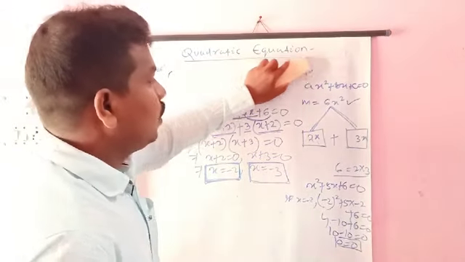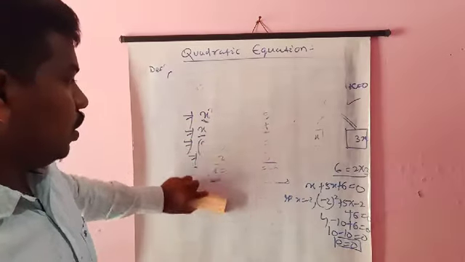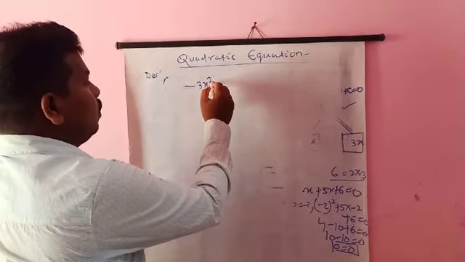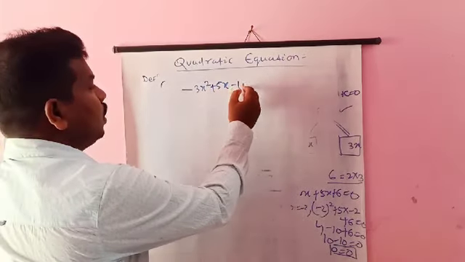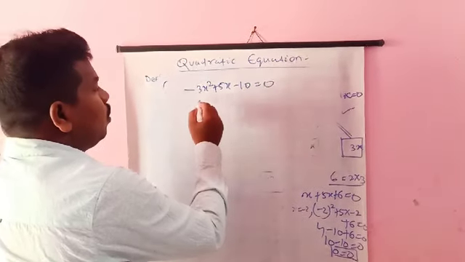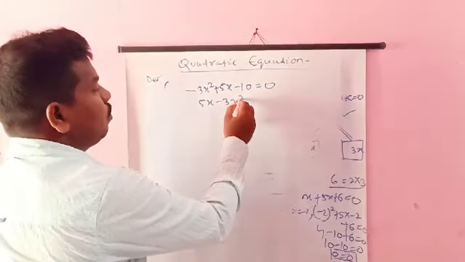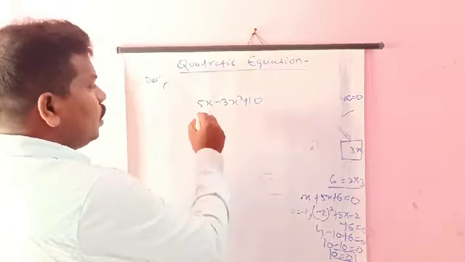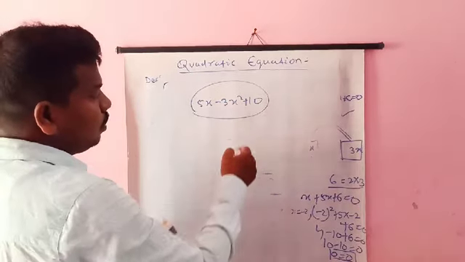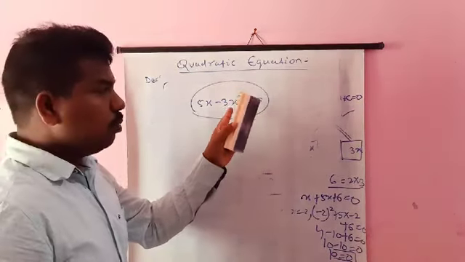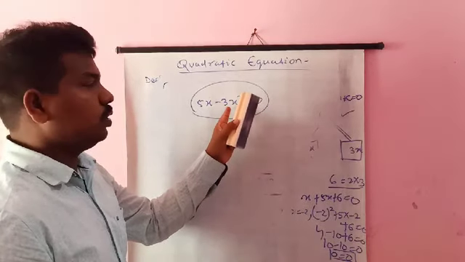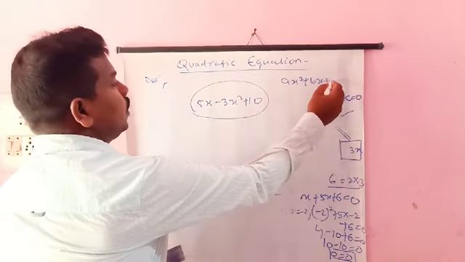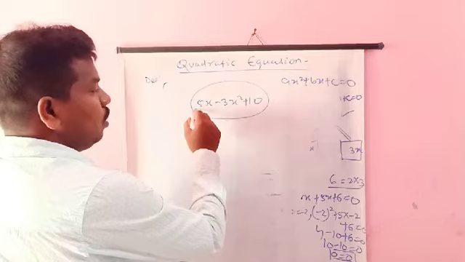So now we take another example to find the solution of a quadratic equation by factorization method. Suppose another example is minus 3x square plus 5x plus 10 equal to 0, or 5x minus 3x square plus 10 equal to 0. See that this is not in standard form of a quadratic equation. So to solve this type of quadratic equation by factorization method, first we have to convert it into standard form. Standard form means ax square plus bx plus c equal to 0.